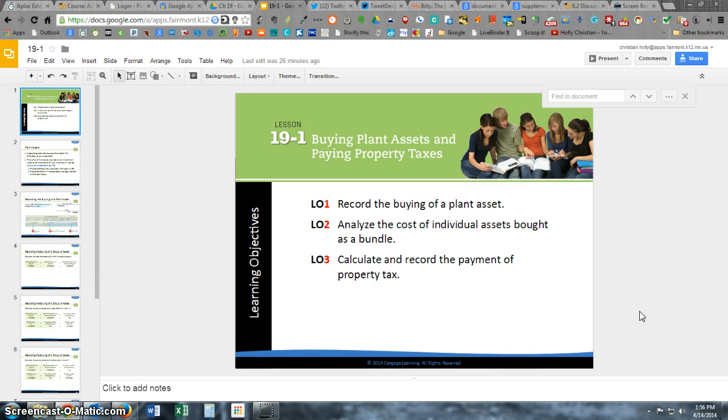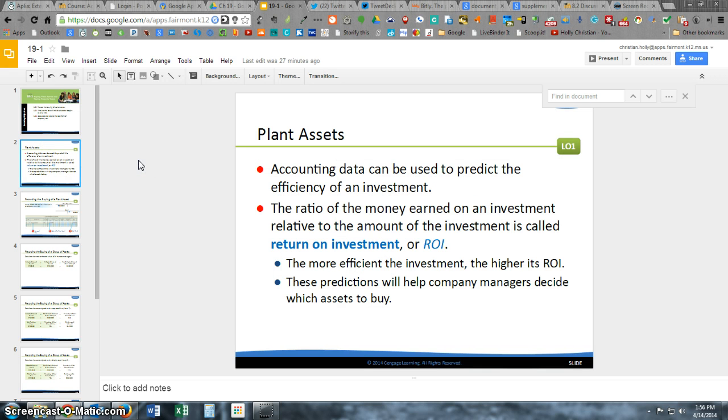Chapter 19 is going to introduce plant assets and depreciation associated with them. We worked a little bit with it in the past, but now we're going to get back to doing more in-depth things with it. So Section 1 in specific is talking about buying the plant assets and paying property taxes.